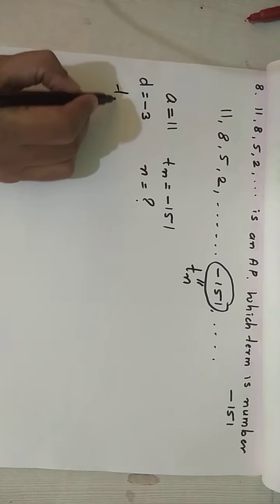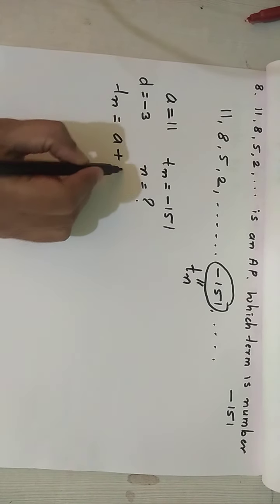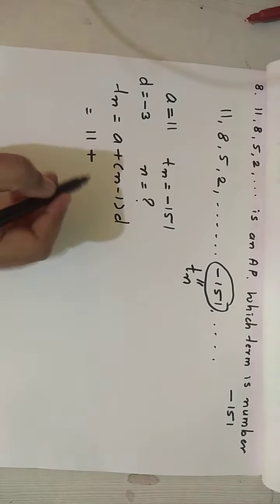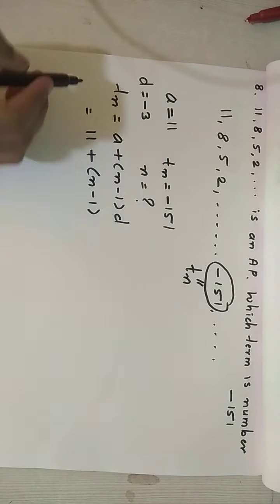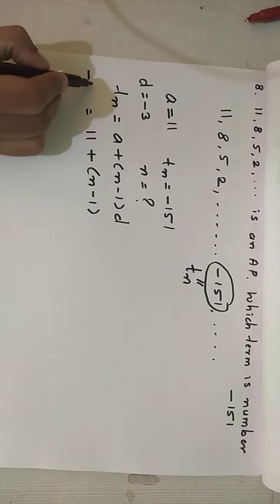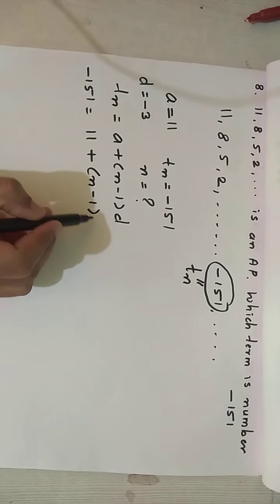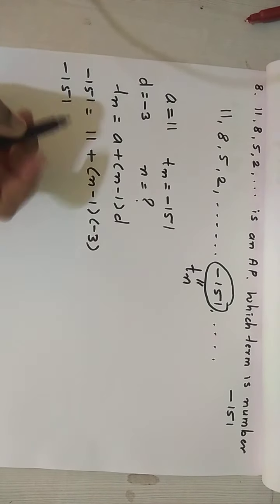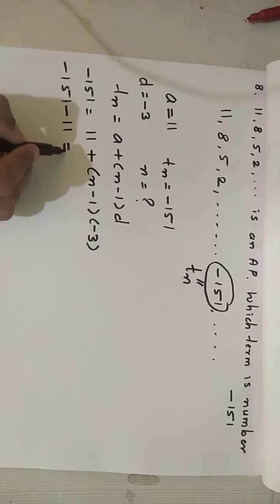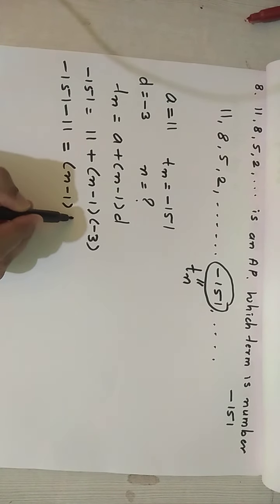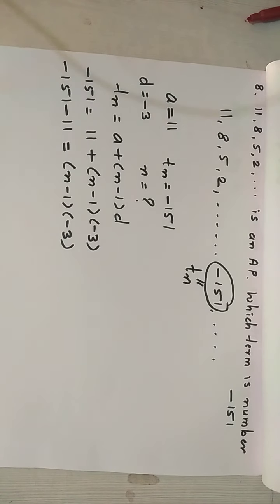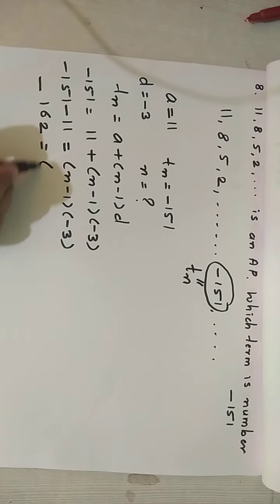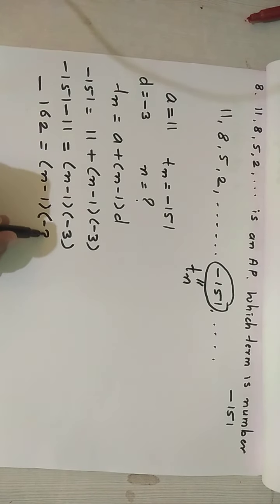So let's use the formula again. Tn formula is A plus N minus 1 into D. A is 11, N we don't know, so N minus 1 remains as it is. Tn is minus 151 and D will be minus 3. Minus 151, this 11 goes on the other side, becomes minus 11, N minus 1 into minus 3. So this will be minus 162 equal to N minus 1 into minus 3.